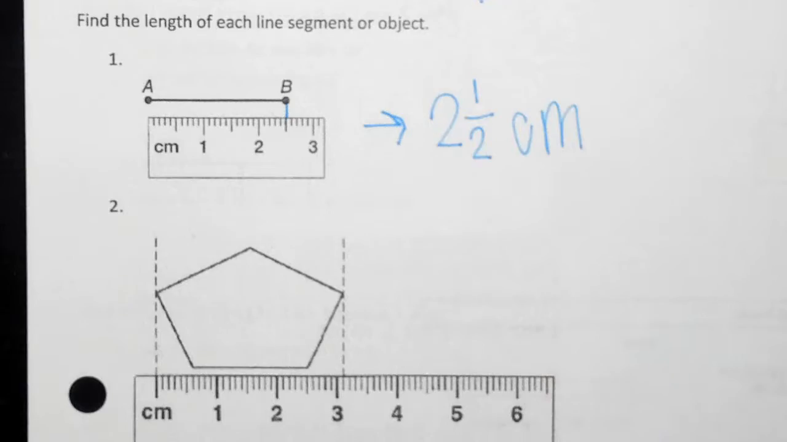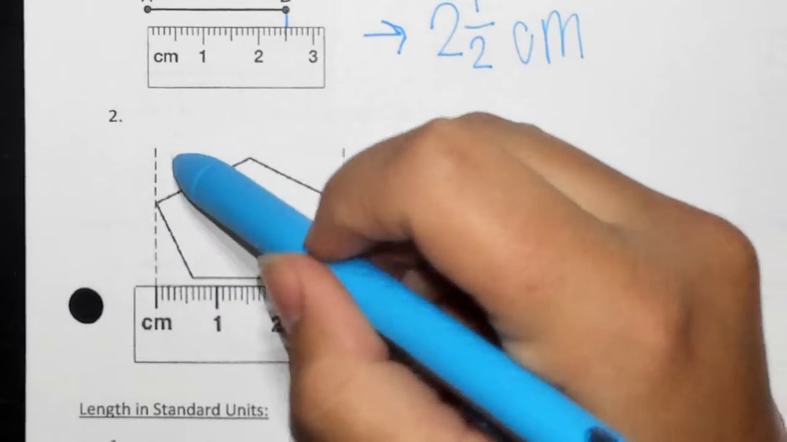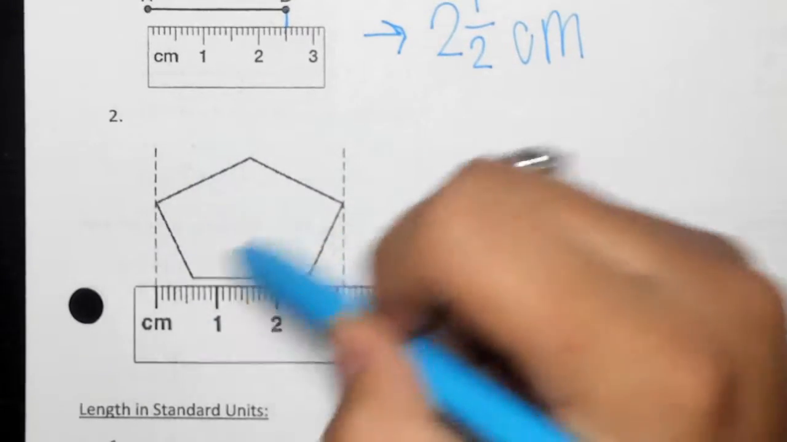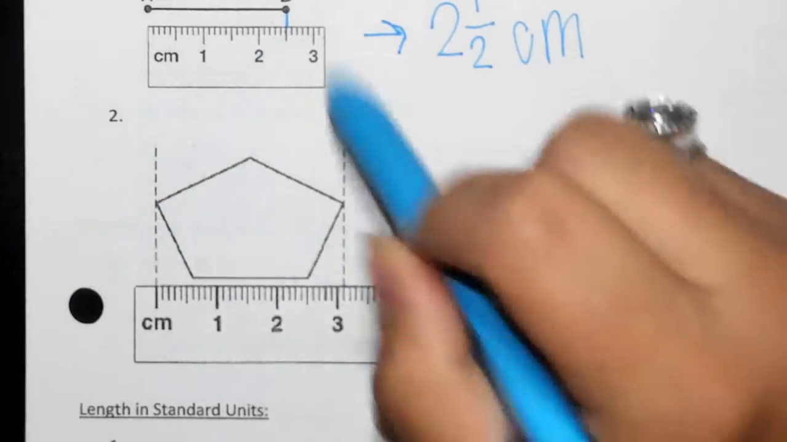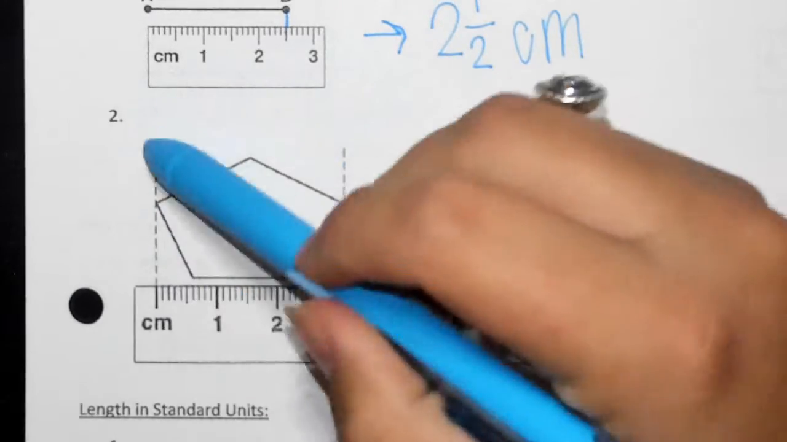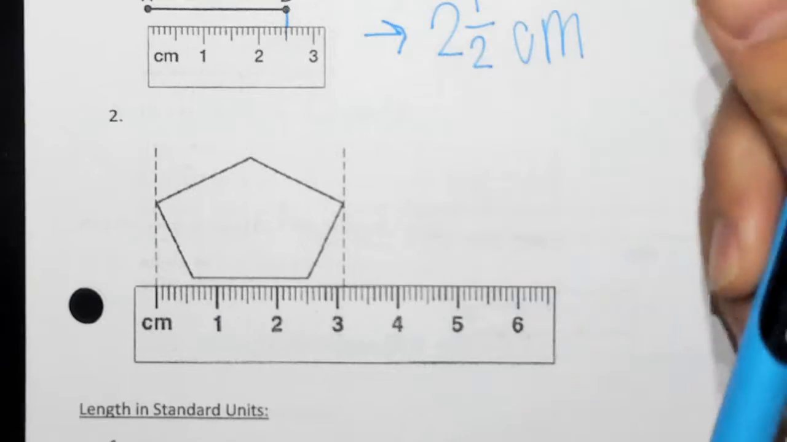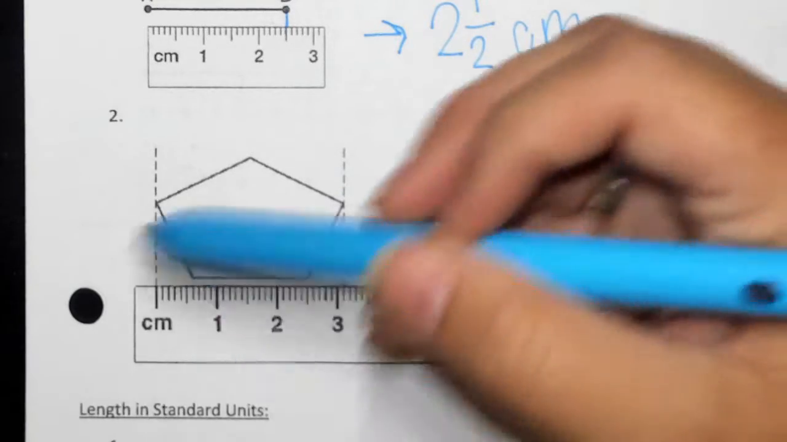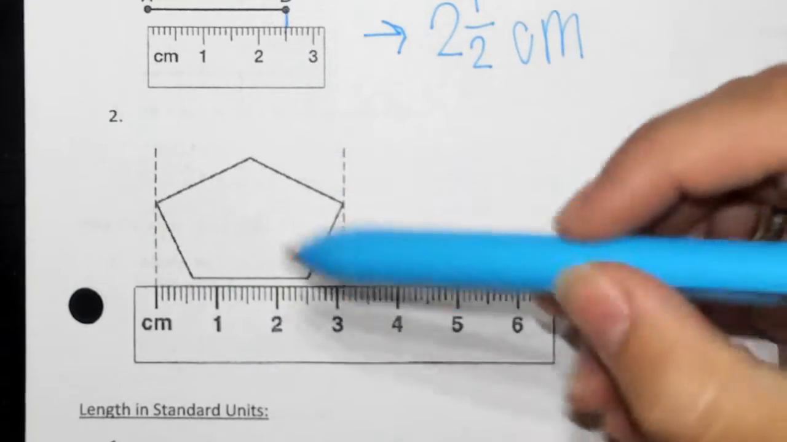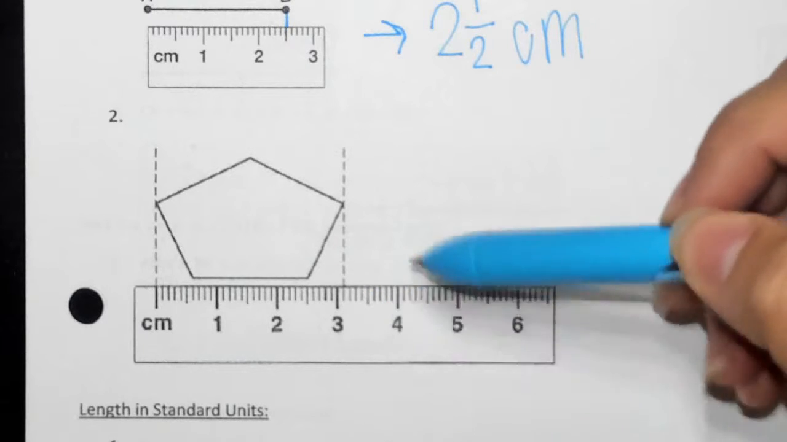Okay? All right, number 2. Do y'all know the name of this shape? How many sides does it have? 5. It has 5, right? So it's a pentagon. Here again, we are using centimeters. Okay? How many little dashes are in between each centimeter?